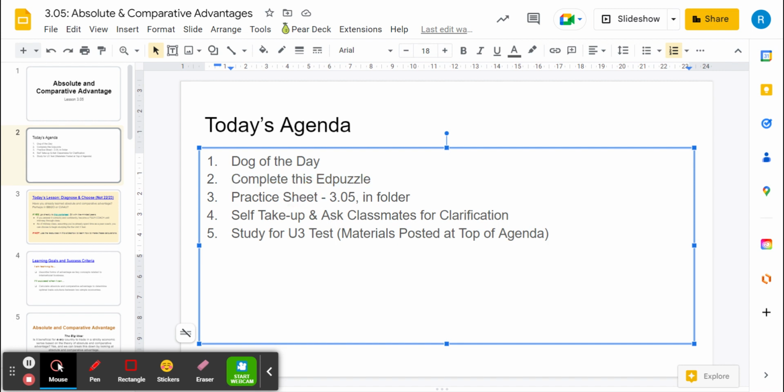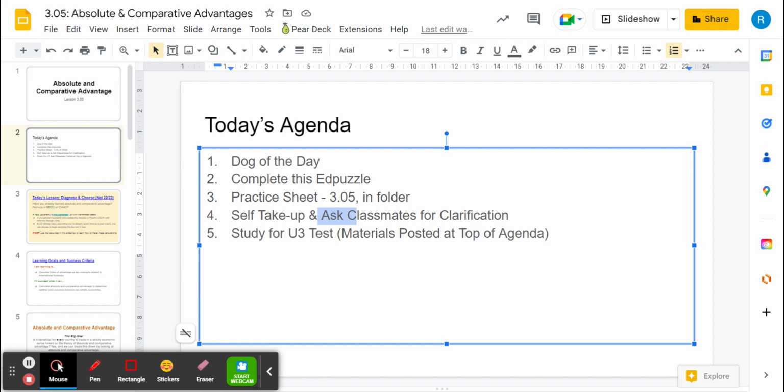After you're done the Edpuzzle, practice sheet 3.05 in your folder. I think I will have printed it out and given it to your teacher as well. And then you can do a self-take-up. So the solutions are also posted to the practice sheet in the agenda. And anything you don't understand, just turn to classmates and help each other until you understand it.